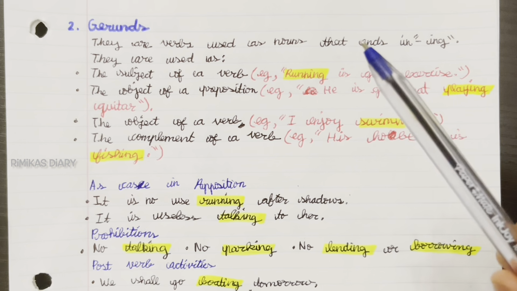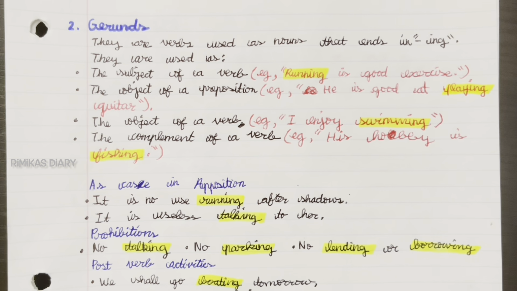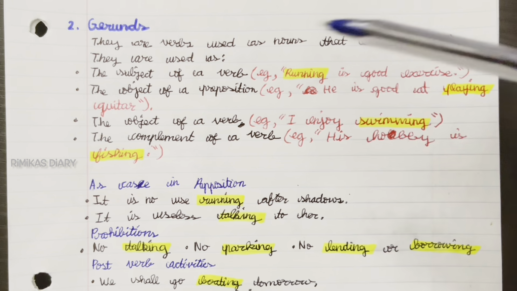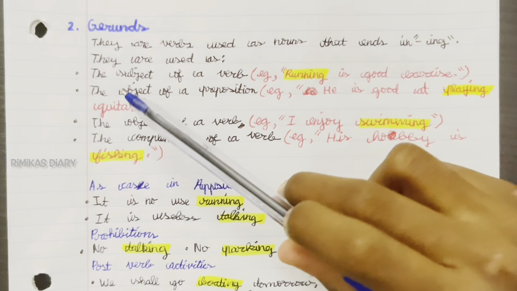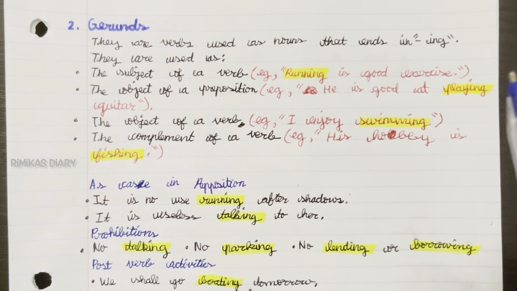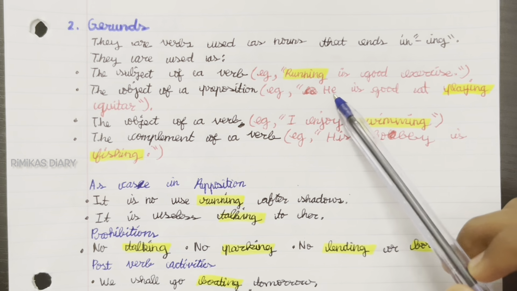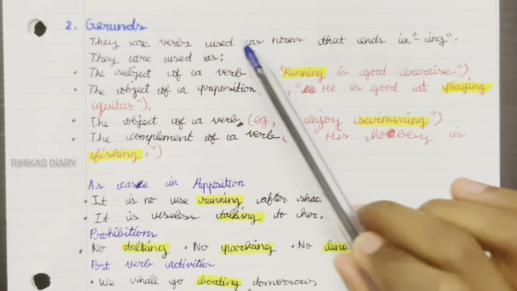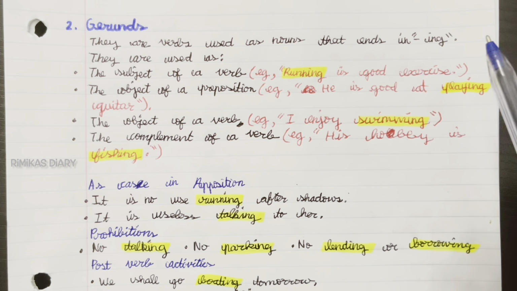So gerunds are verbs that are used as nouns and end in -ing. They are used as the subject of a verb. Example, running is good exercise. Here, running is the gerund and it's used as a subject in the sentence.